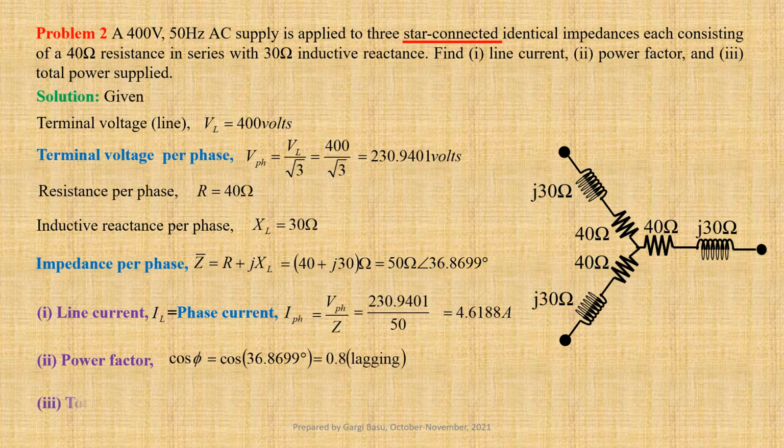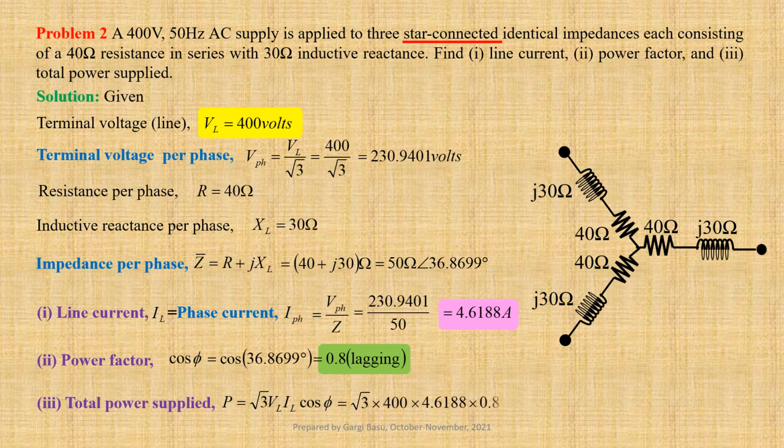lagging. Total power supplied P equals root 3 times VL into IL cos phi. Using values we get root 3 into 400 into 4.6188 into 0.8, that gives us 2560 watts.